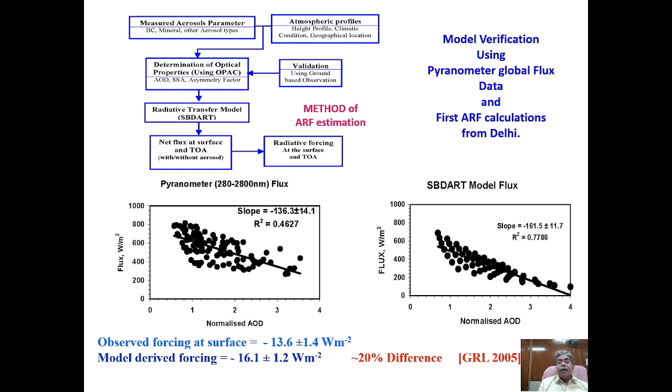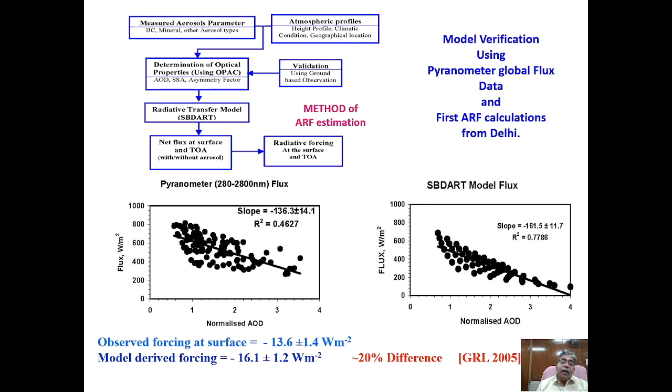That SB-DART model here is a completely model-based estimate of flux in terms of watt per meter square, and then similar observations were done using pyranometers, which actually measure the radiation in terms of watt per meter square, and aerosols which were measured at the surface by different instruments at different wavelengths.